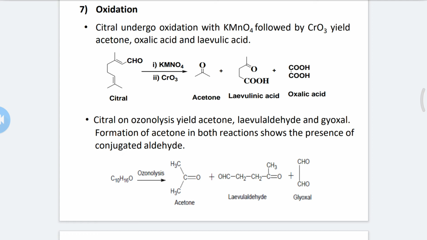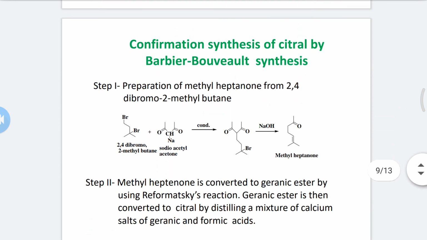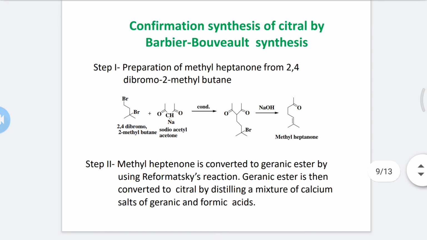Another method, ozonolysis. Citral on ozonolysis gives acetone, levulinaldehyde and glyoxal. Next, confirmation of the structure of citral by Barbier-Bouveault synthesis.